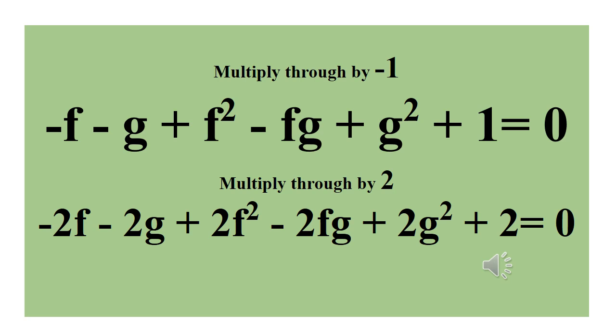So the next step again, we multiply 2 by 2. So if we multiply 2 by 2, we have minus 2f minus 2g plus 2f squared minus 2fg plus 2g squared plus 2 equals 0. That is 2 times minus f, minus 2f, 2 times minus g, minus 2g, 2 times f squared, that's plus 2f squared, 2 times minus fg, that's minus 2fg, 2 times plus g squared, that's plus 2g squared, 2 times plus 1, that's plus 2, then equals 0.